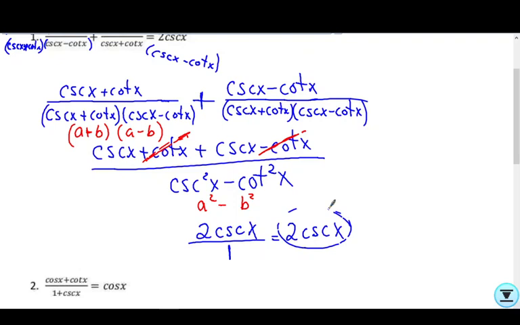So again, this is what we've been doing, getting common denominators and working through it. All of this that we did from here to here was algebra, with the exception of using one trig identity. So a majority of what we're doing is just algebra. Okay, all right, number 2.